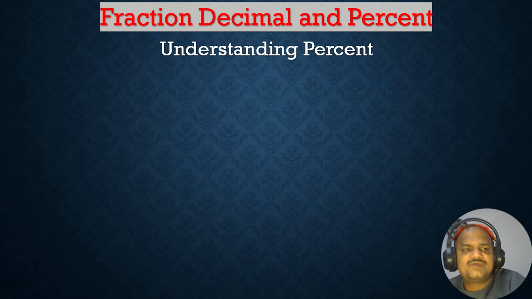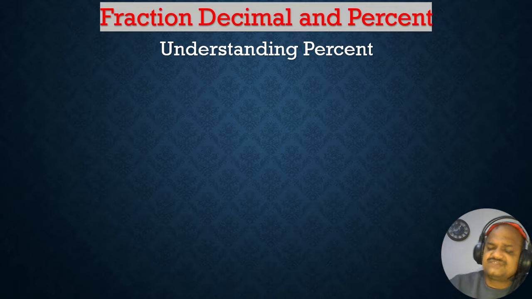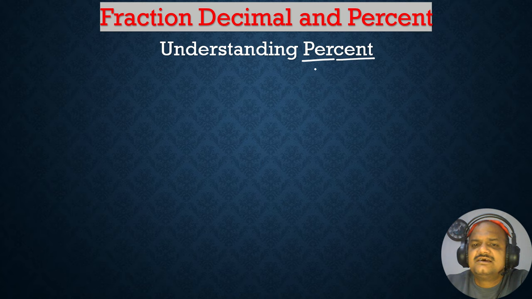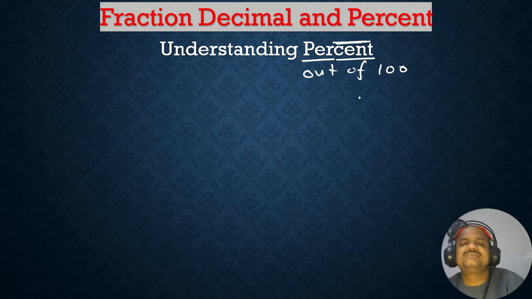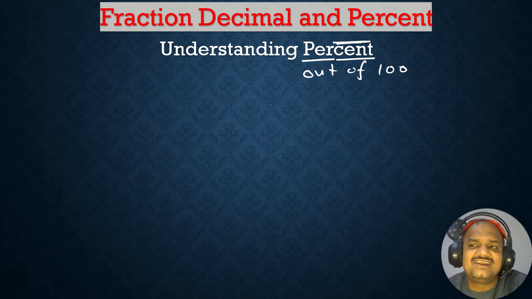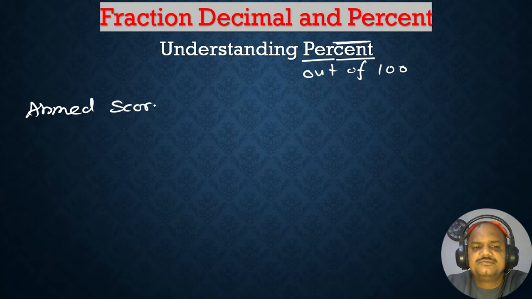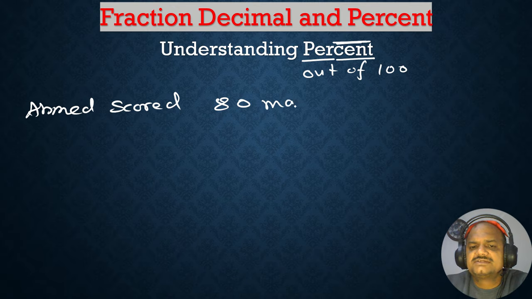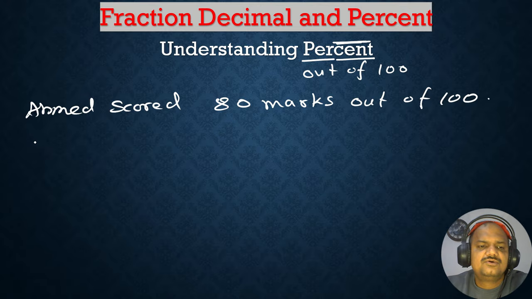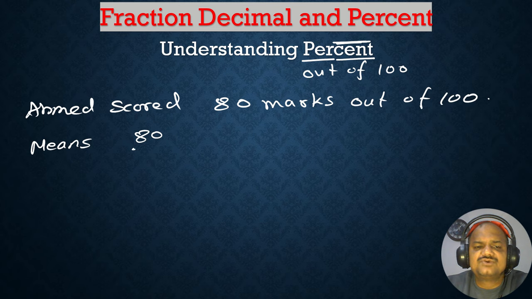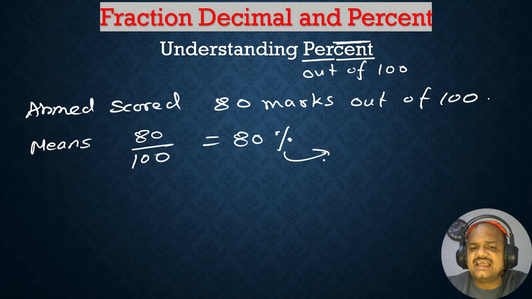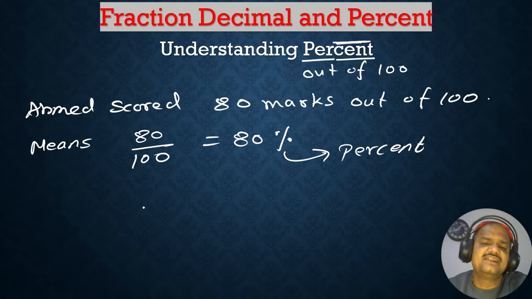Now, this is another module: fraction, decimal and percent. First of all, you understand percent. Percent means out of 100. Cent here means century, and century means 100. So whenever you say something is out of 100, this is called percent. For example, Ahmed scored 80 marks out of 100. In fraction, you can write he scored 80 from 100 like this. So 80 from 100 means 80%. This is the sign of percent. Like this you can denote the percent.